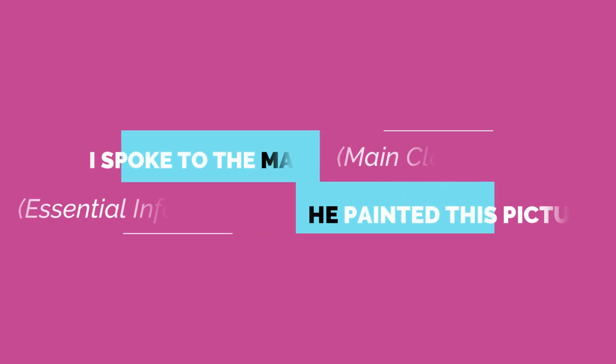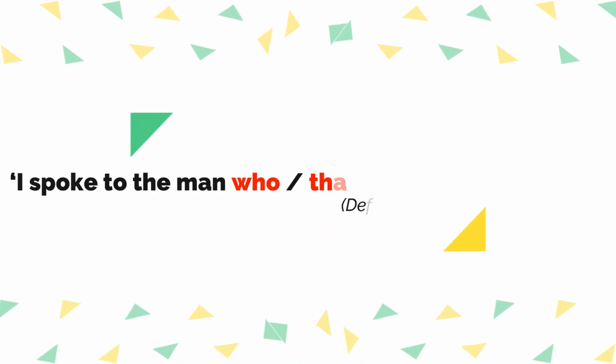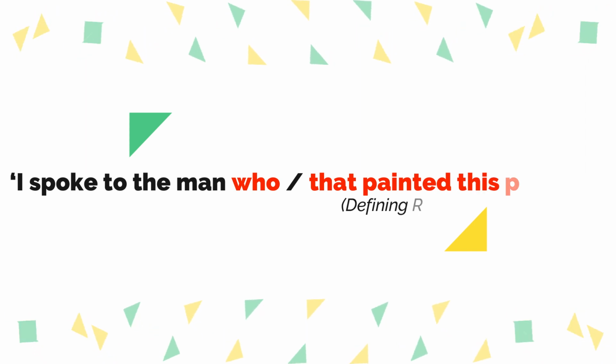I spoke to the man. He painted this picture. I spoke to the man is the main clause that needs essential information, which is he painted this picture. So, the sentence with defining relative clause is going to be like this, using who or that of course. I spoke to the man who or that painted this picture.